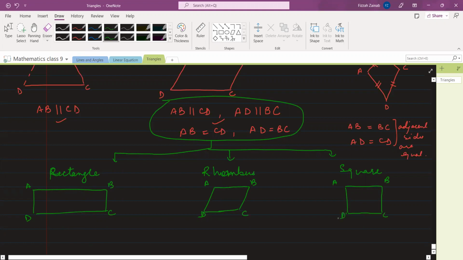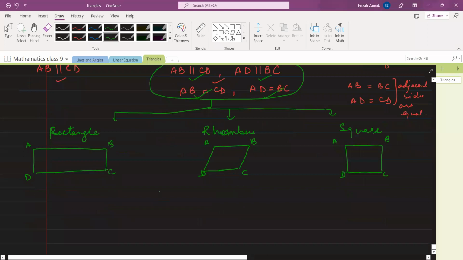Okay, now as you can see in all the three figures, AB is parallel to CD, right? This is fulfilled. And AD is parallel to BC. This is also fulfilled. Again, AB is equal to CD in all the three figures. And then AD is equal to BC. Now, so how do you differentiate between rectangle, rhombus, and square? So in rectangle, the opposite sides are equal. So AB is equal to CD, right? And AD is equal to BC.